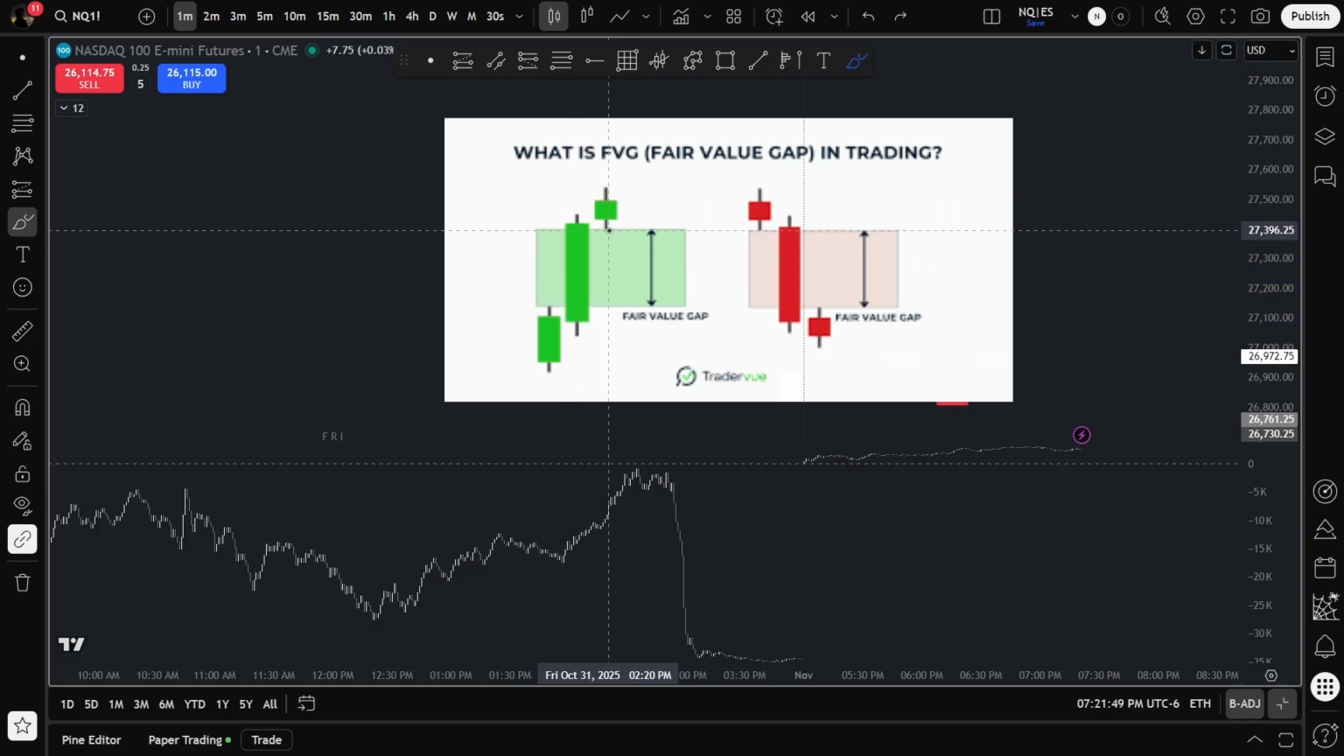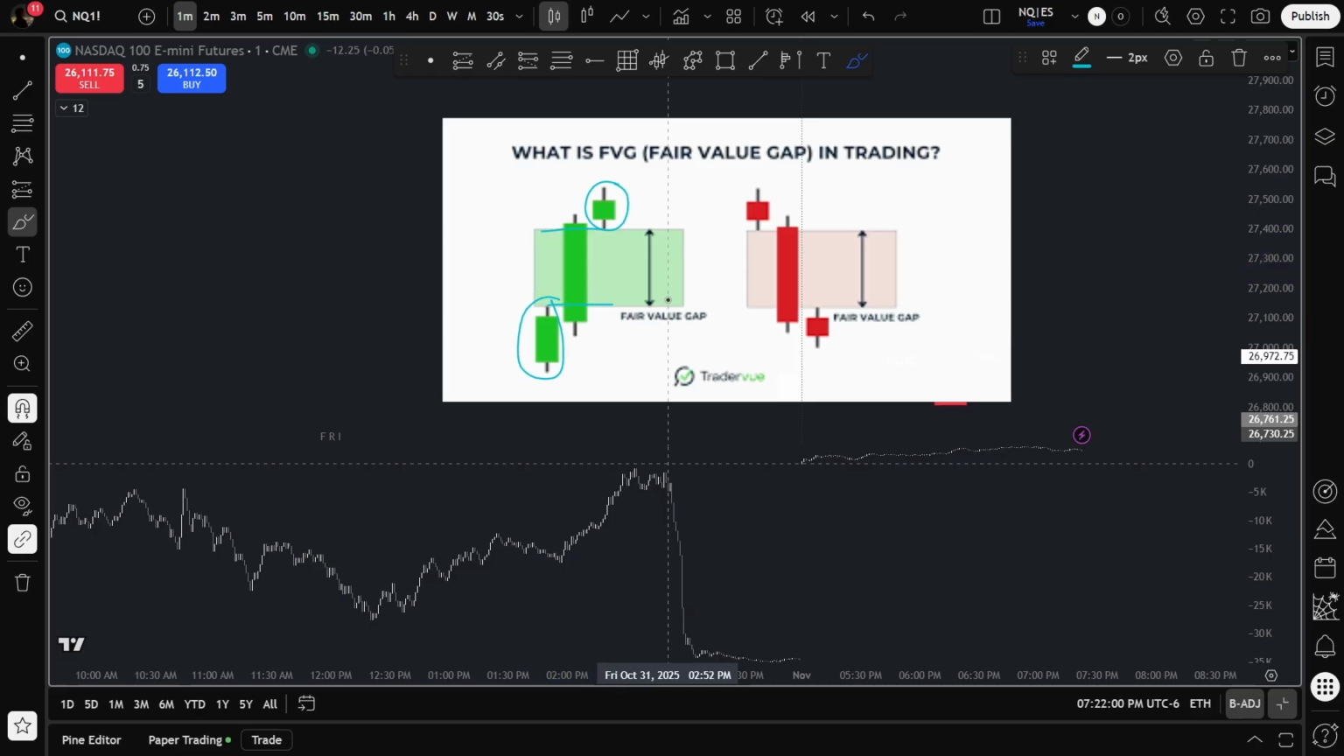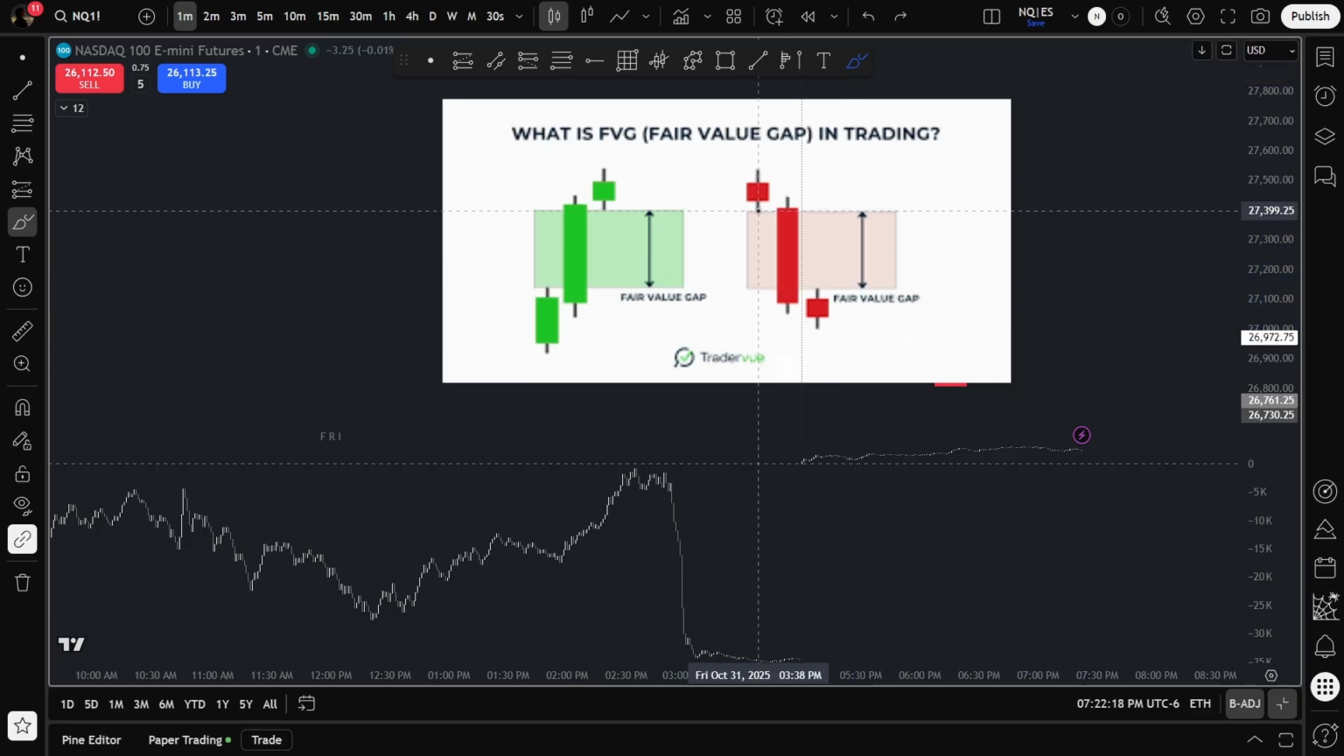This body has a gap between these 2 wicks. So it's the wick from this candle, and the wick from this candle, and this middle candle expanded enough to make a gap. This would be your fair value gap. Same thing over here. This middle candle is large enough, it expanded enough to make a gap between this wick and between this wick. This is your fair value gap. Sometimes if you have long wicks like this, there is no fair value gap because there is no gap of a body between these 2.